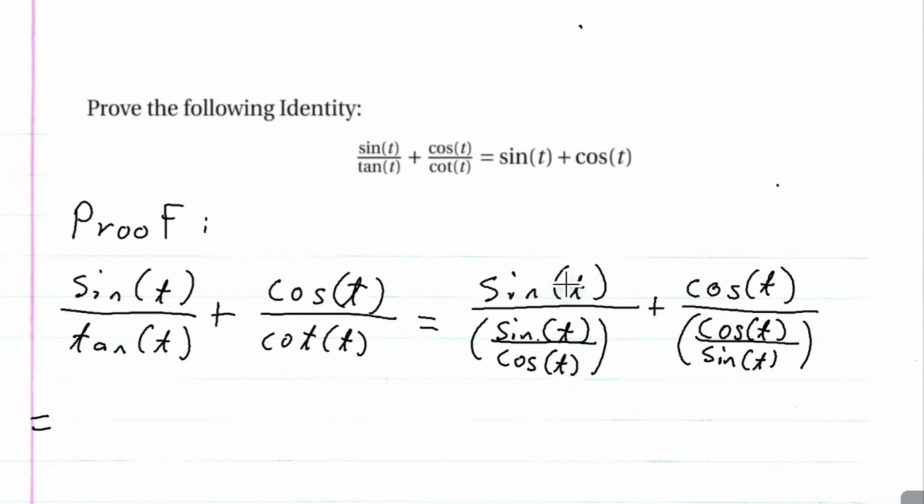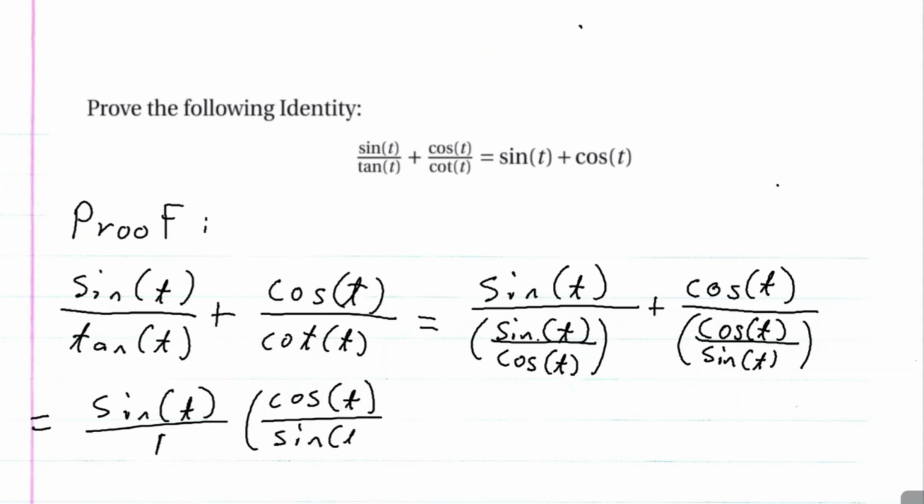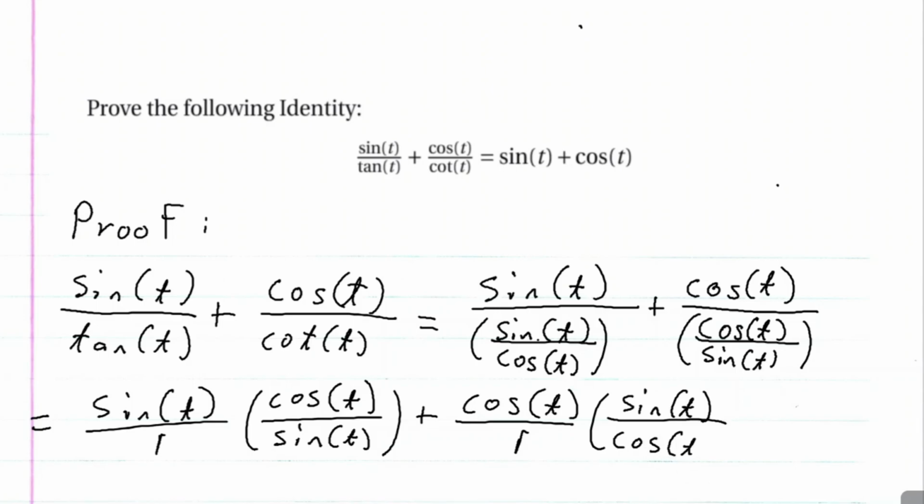So we're going to divide these two guys right here. Remember, you keep the numerator and you flip the denominator. So I'm going to write it like this. The numerator can also be written as sine t over 1. And then we're going to multiply it by the reciprocal of this, which is cosine of t over sine of t, plus, and we're going to do the same thing over here: cosine of t over 1 times the reciprocal of this, which is sine of t over cosine of t.